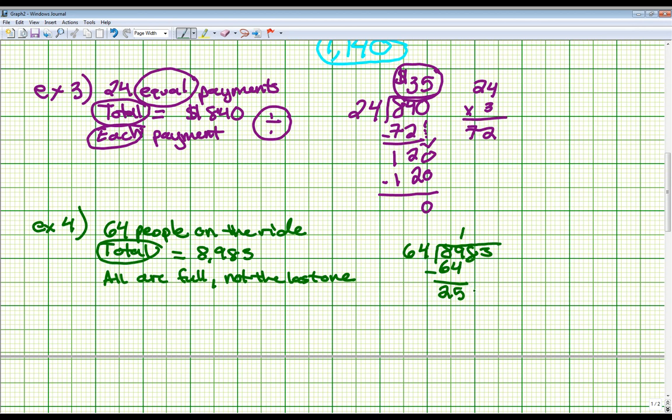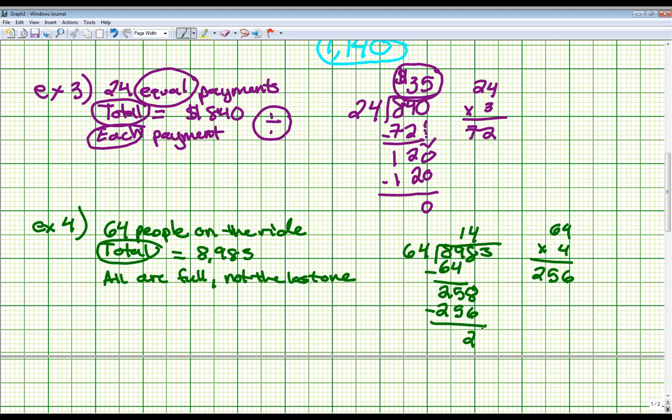We now have to bring down the 8. 64 can go into 258. We need to know how many times. If you want to pause the video here and continue the rest on your own before I give you the answer, that would be just fine. It can actually go in 4 times. And over here on the side, if I do 64 times 4, I will end up getting 256. So if I write the 256 underneath here and subtract, I end up with just 2 remaining.